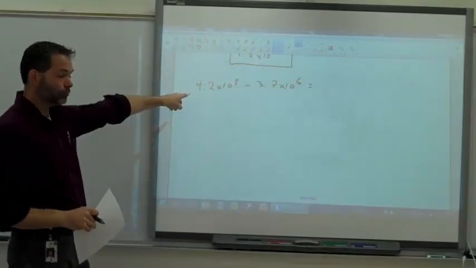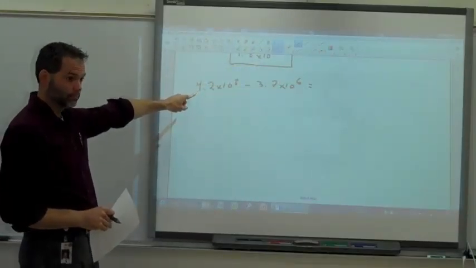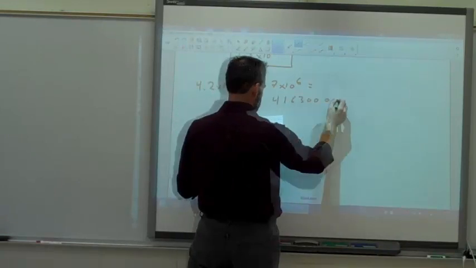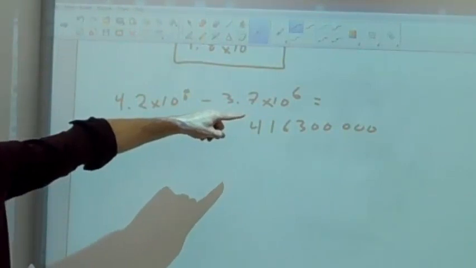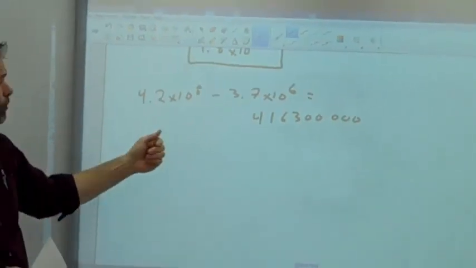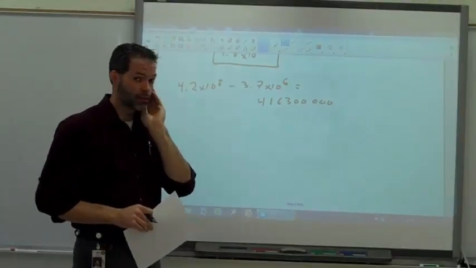Punch that one through. What'd you get? And when I did it, that's what my calculator reported out. Those are all the numbers. I don't want to write down all those numbers. I want to put it in scientific notation. Before I do that, I need to look at sig figs.